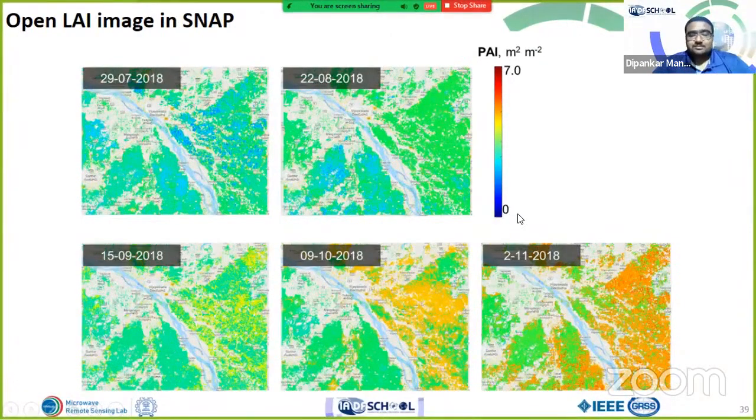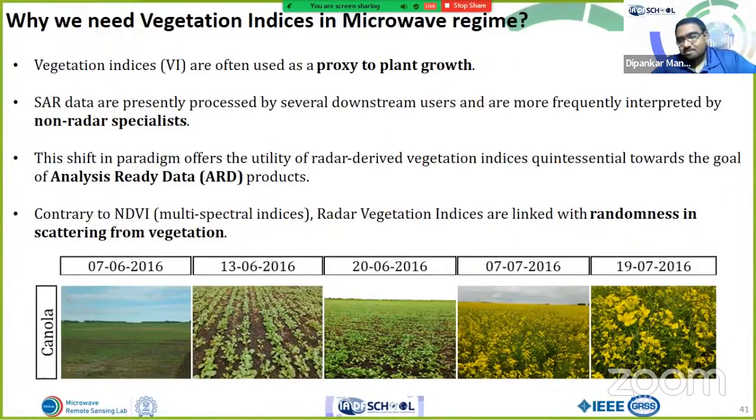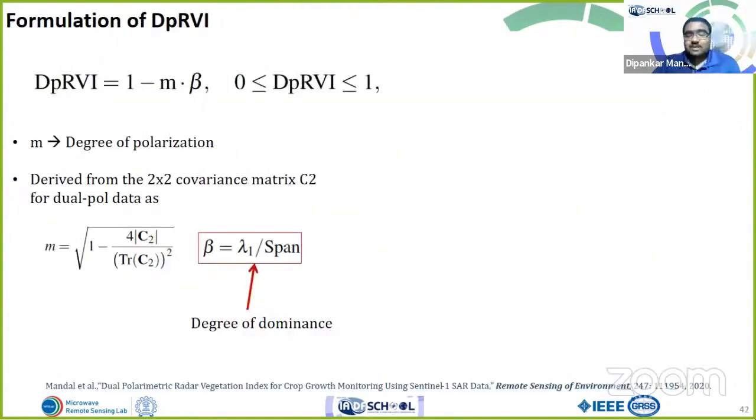Now, coming to the third part of this session, which is dual-pol descriptors. First we'll introduce the radar vegetation index, which was already covered by Professor Bhattacharya in his lecture. This is one of the dual-pol descriptors we'll utilize for different management activities and crop growth status determination over different areas. It is a very simple derivation of an index using the C2 covariance matrix of the SLC Sentinel-1 data product. Particularly, this DpRVI utilizes the SLC product, not the GRD product, of Sentinel-1.